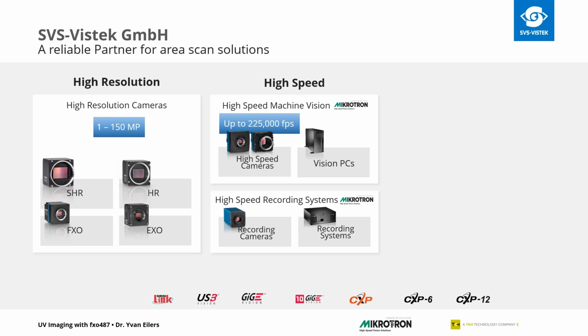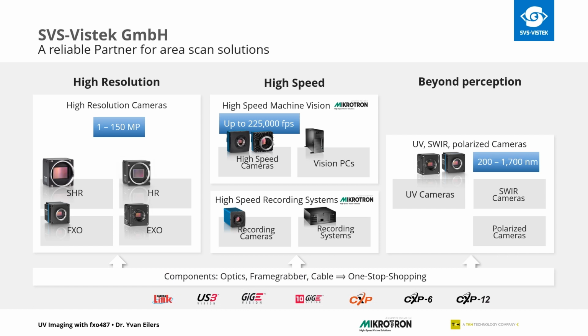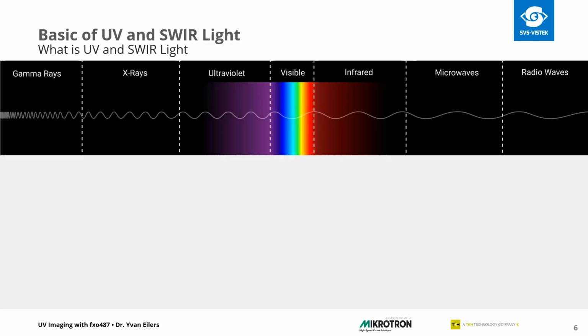With the Microtron brand, we offer high-speed cameras, optimized vision PCs, as well as recording cameras and systems. Additionally, we have solutions for polarization imaging in the SWIR as well as the UV spectral range. The latter are being covered in the talk today. For all our cameras, we provide tested and optimized machine vision equipment like optics, frame grabbers, and cables.